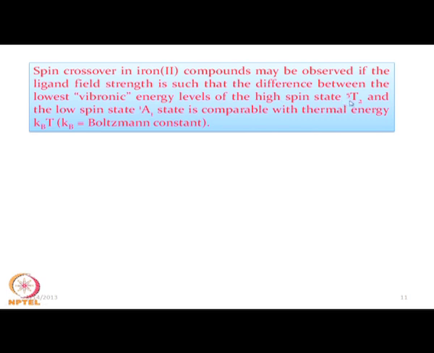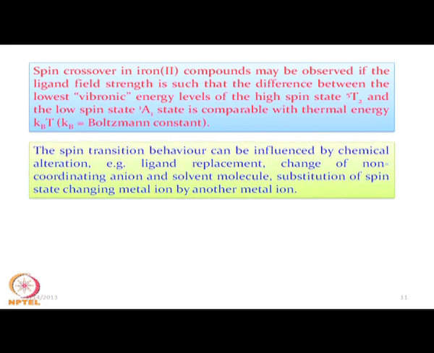So, we have this particular situation and this is the low spin state, and these two states are comparable with thermal energy kT, which is kBT. kB is nothing but the constant named after Boltzmann. So, it is abbreviated with small k with subscript capital B, which gives the corresponding Boltzmann constant. So, these two states when they mix up and when one is of lower energy than the other, we can change the corresponding situation from one state to the other.